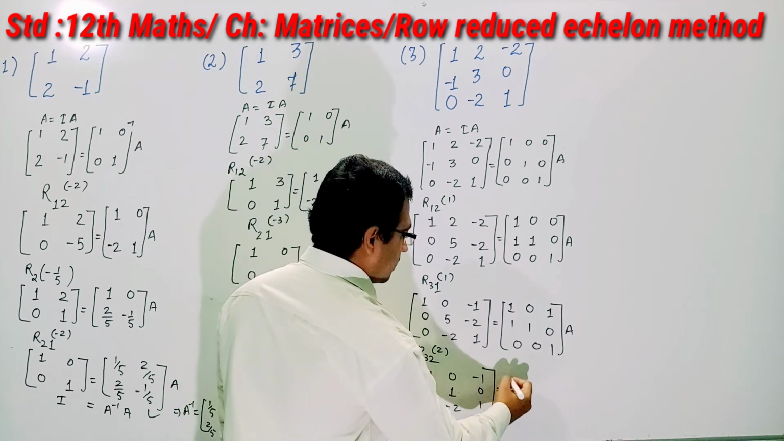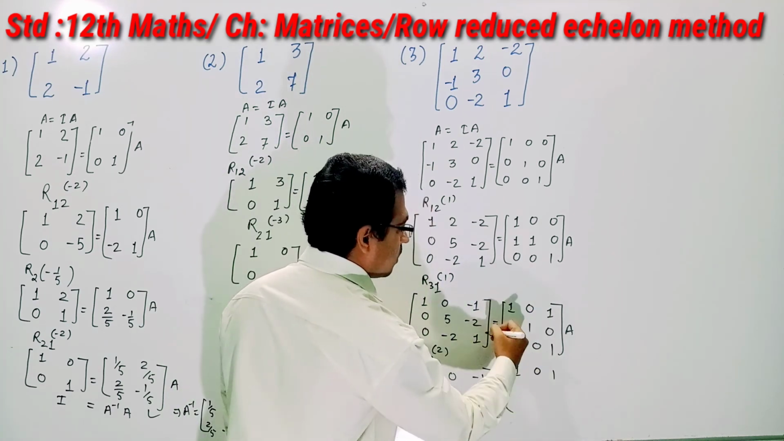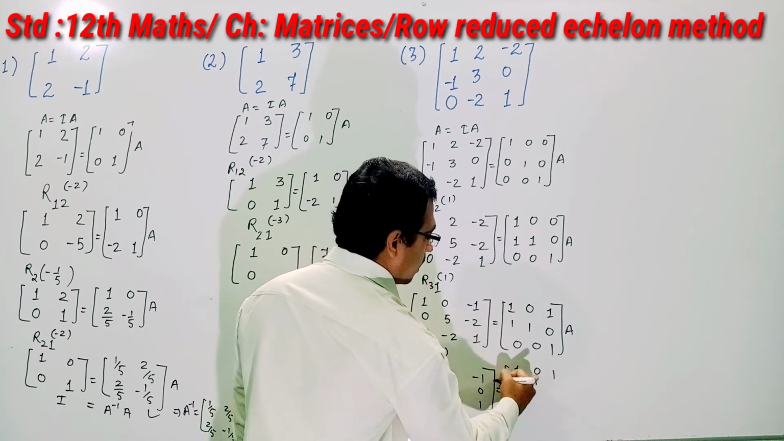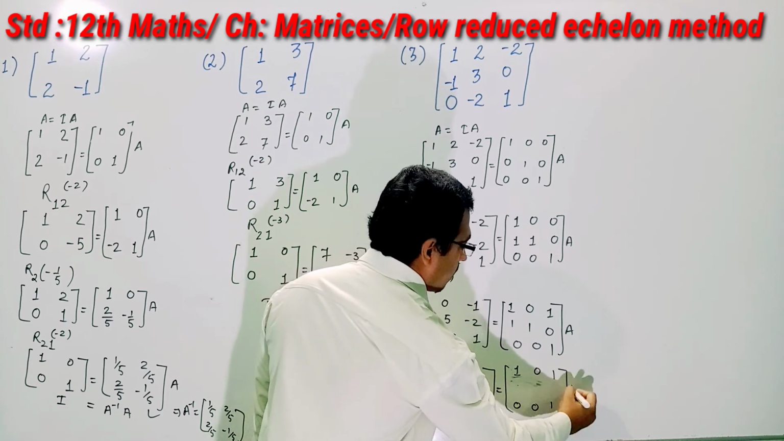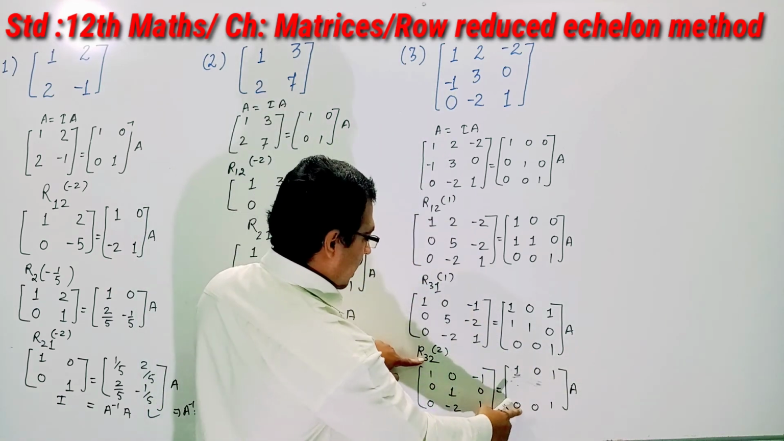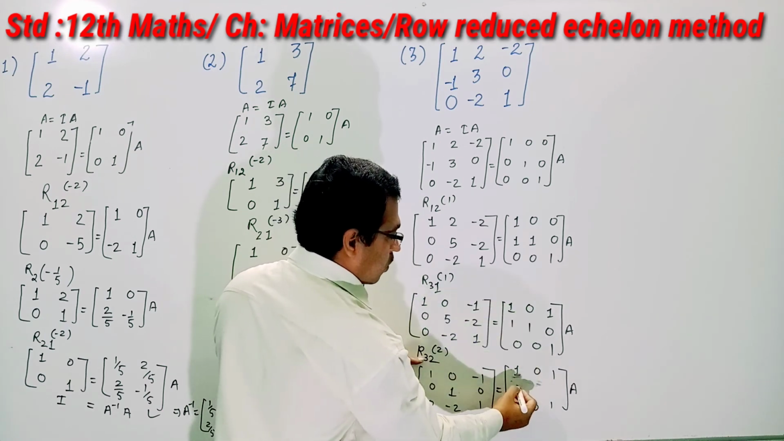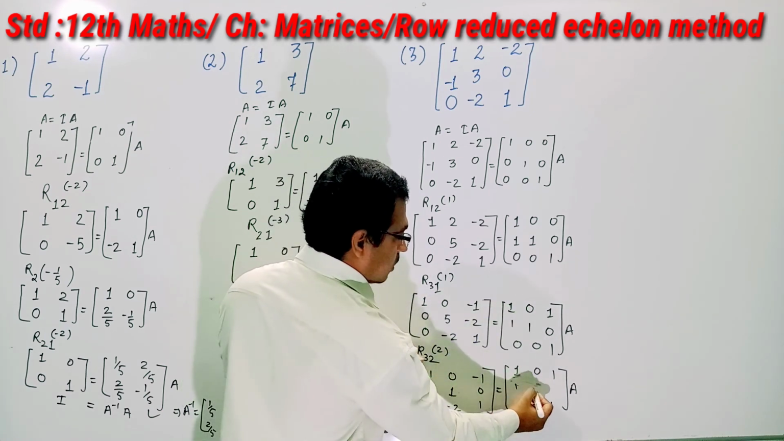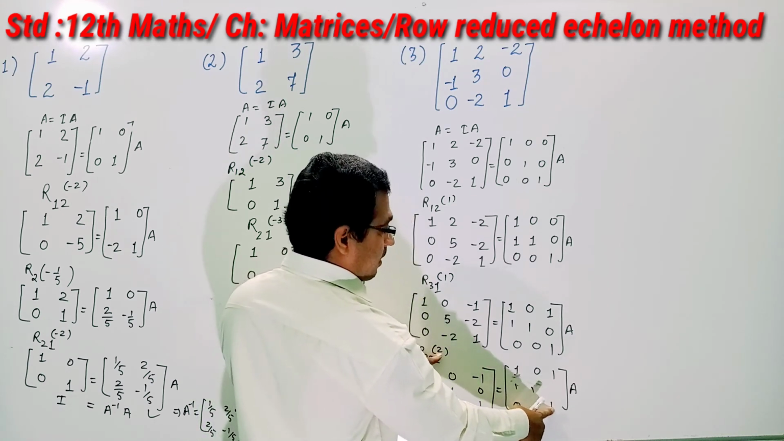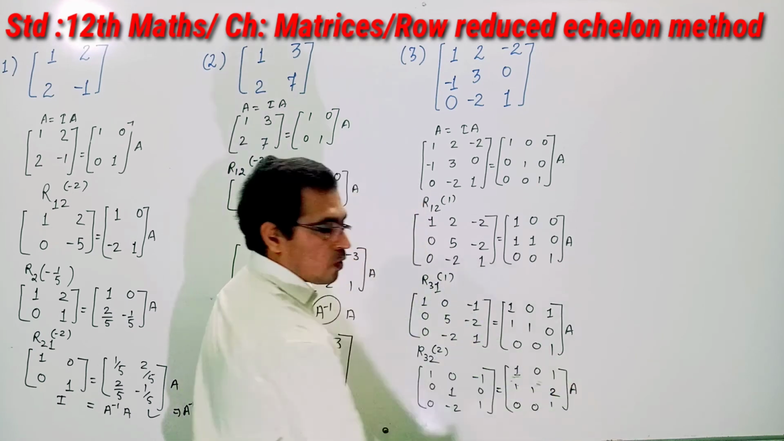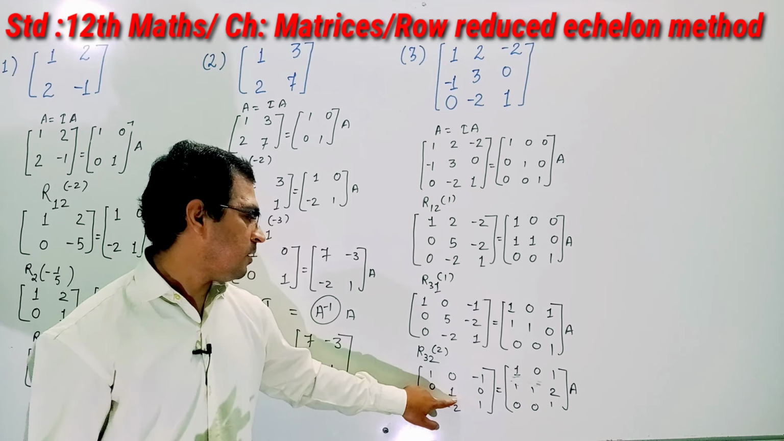Okay, students. Same things you will have to do over here. There will be no change. 1, 0, 1, 1, 1, sorry. There will be 0, 0, 1. R3 is multiplied by 2, means this row is multiplied by 2 and added to R2. 0 multiplied by 2, no change. 0 multiplied by 2, no change. 1 is multiplied by 2 and added to 0. So we are getting 2. Now we need 0 over here.